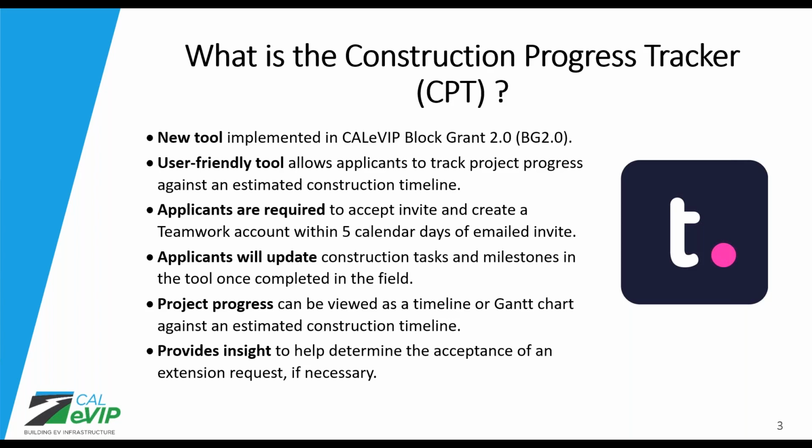The purpose of the Construction Progress Tracker is to provide insight in the case of necessary extensions, but also to provide ongoing information on real world timelines that applicants are experiencing, specifically, your experiences with equipment providers, with AHJs and their timelines, with utilities, so on and so forth, that provides CSE and CEC with the data needed to help remove obstacles and formulate a data-driven approach to solving problems for the industry in general. Next slide, please.